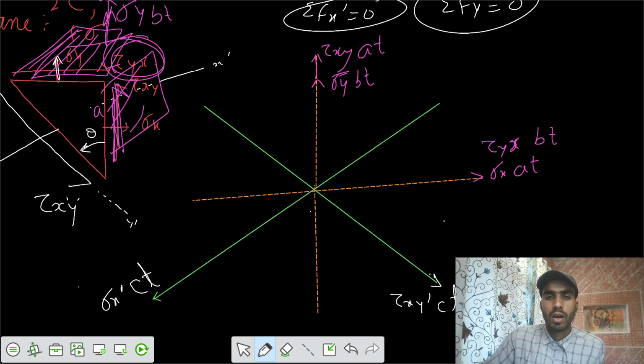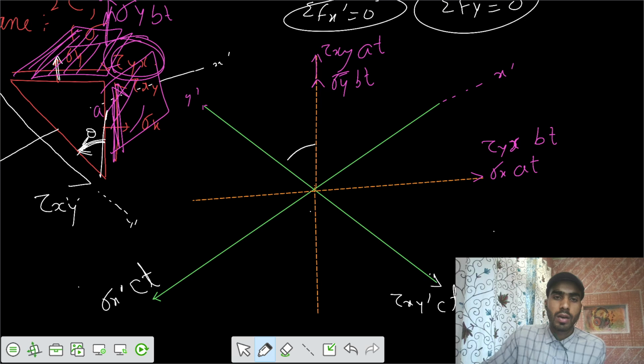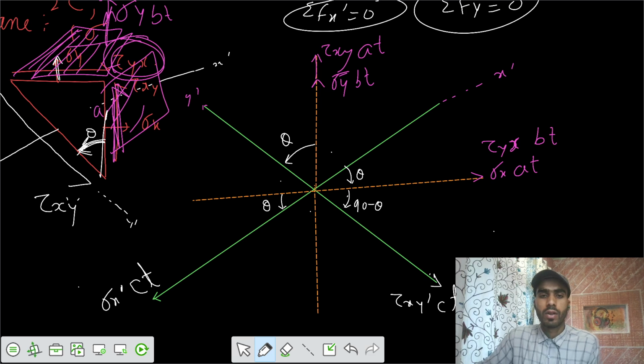So we got the forces along different directions. We had to resolve them in the x dash direction and y dash direction. So let's resolve them along those 2 axes. Which one is the theta value? From the vertical, you have theta anticlockwise. So this is theta, this is 90 minus theta, this is theta, this is 90 minus theta. So we have to resolve them.